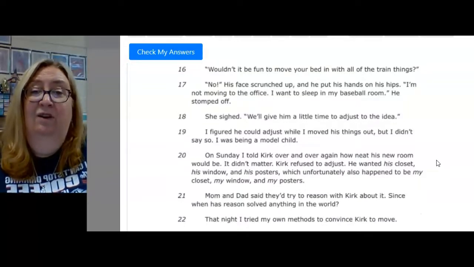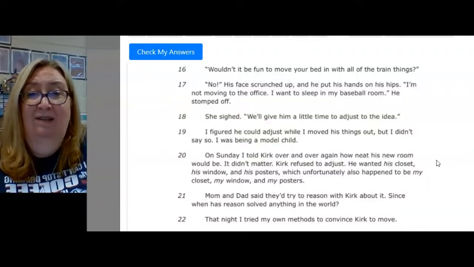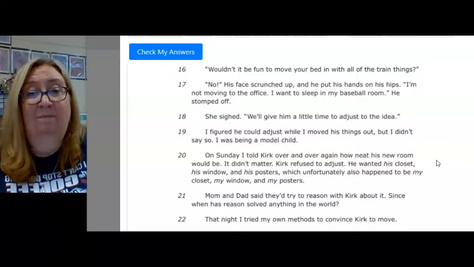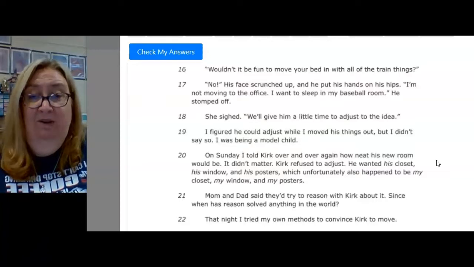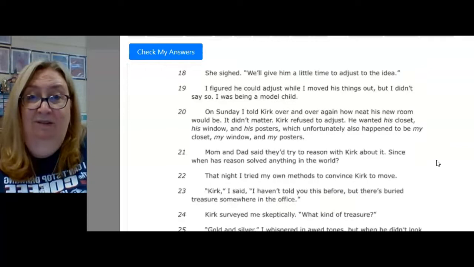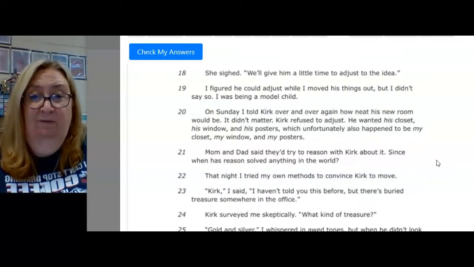On Sunday, I told Kirk over and over again how neat his new room would be. It didn't matter. Kirk refused to adjust. He wanted his closet, his window, and his posters, which unfortunately also happened to be my closet, my window, and my posters. Mom and Dad said they'd try to reason with Kirk about it. Since when has reason solved anything in the world? That night I tried my own methods to convince Kirk to move.